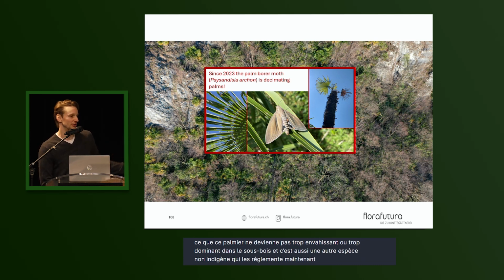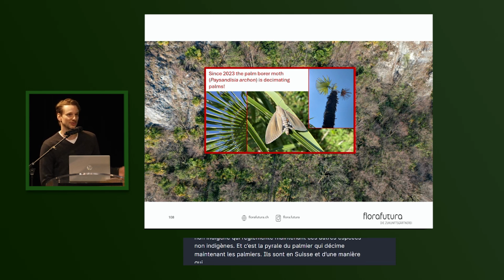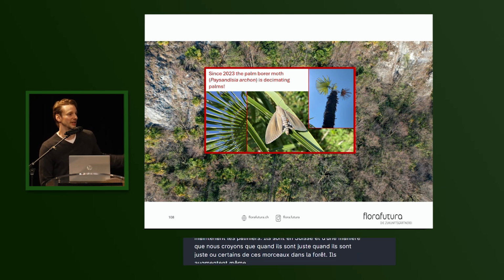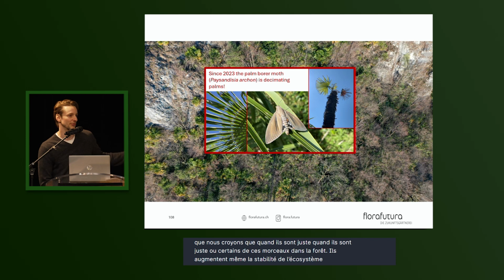And this is the palm borer moth that is now decimating the palm trees there in Switzerland. And in a way that we believe that when there are just some of these palms in the forest, they even increase the ecosystem stability, whereas when there are too many, they don't. And this is also thanks to another non-native species, this palm borer moth.